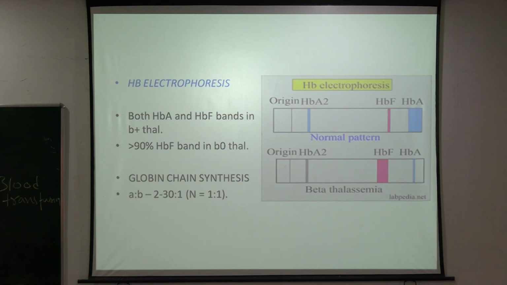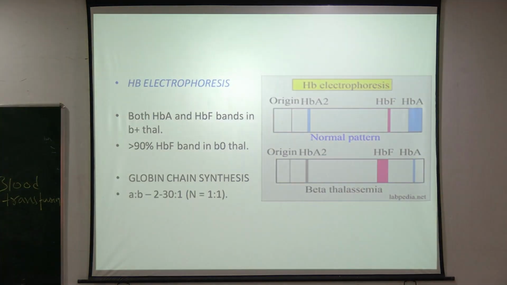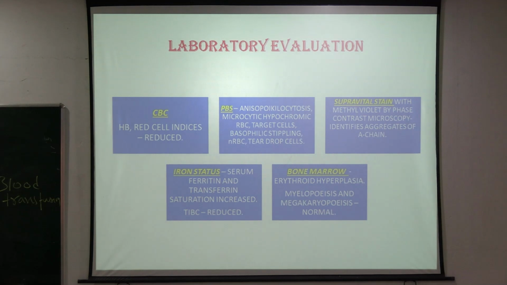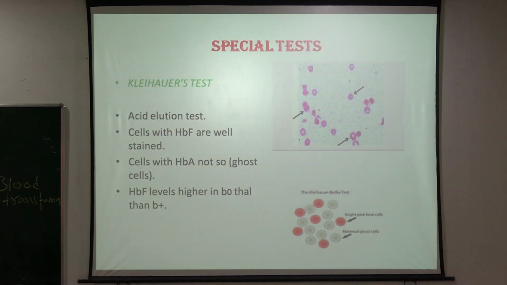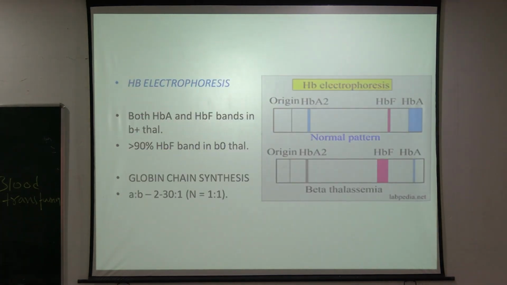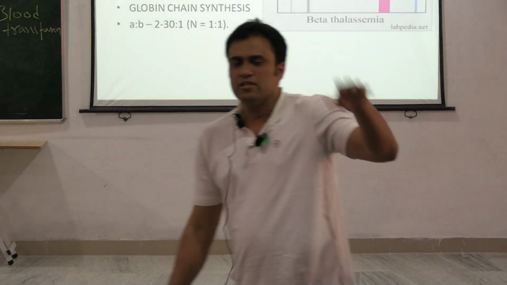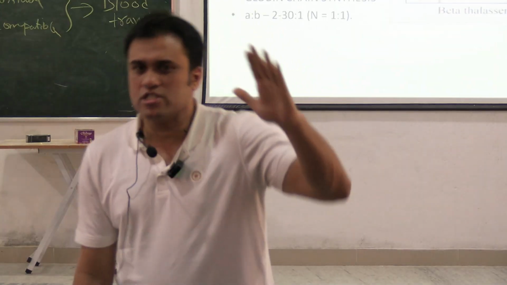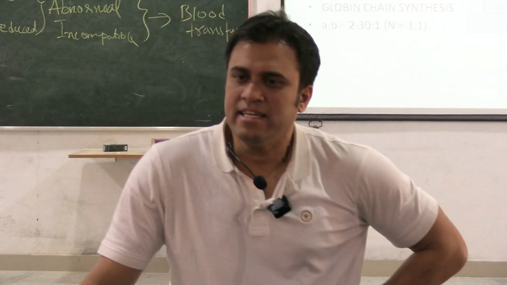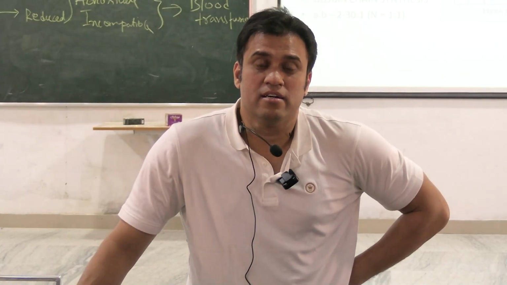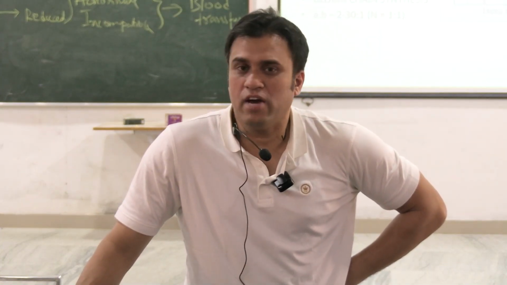Okay, so I think this ends the topic. Nothing much. So remember this lab evaluation. Write the complete blood count, then supravital stains, iron status, bone marrow, Kleihauer test, and finally go to hemoglobin electrophoresis. In hemoglobin electrophoresis, in the normal pattern you will see increased HbA, whereas in beta-thalassemia, HbA will be reduced.